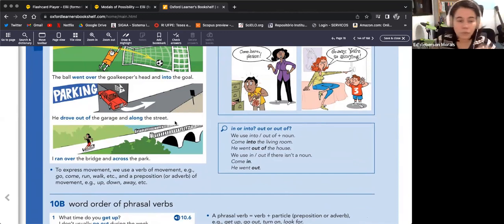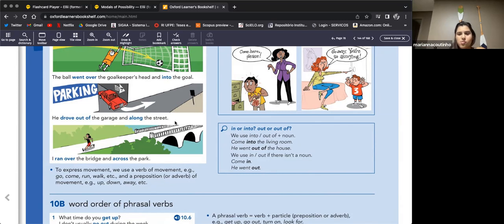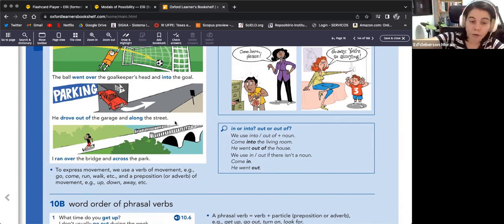So when you are making a movement out of some place, you have to say, I went out of the bathroom and along the bedroom, okay? The last one, I ran over the bridge and across the park, okay? Ran over, por cima, and then across the park, pelo parque, yeah?